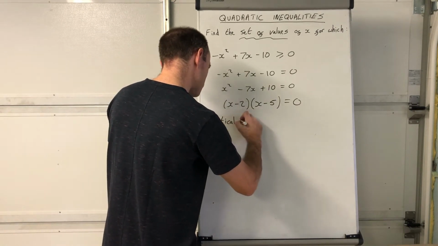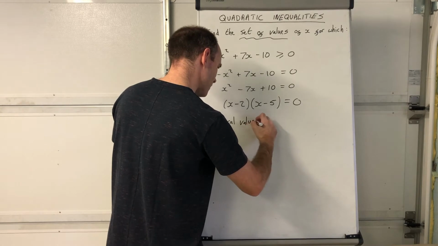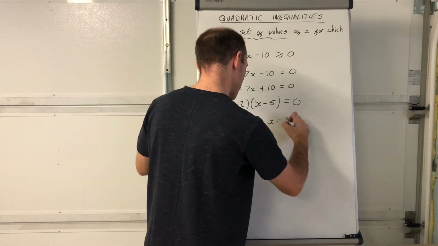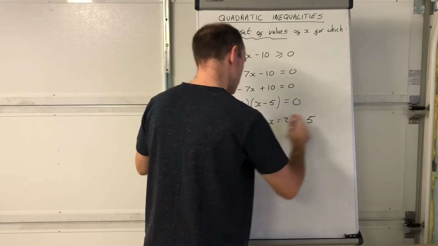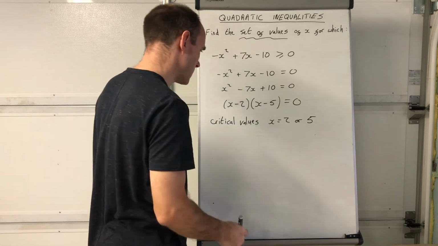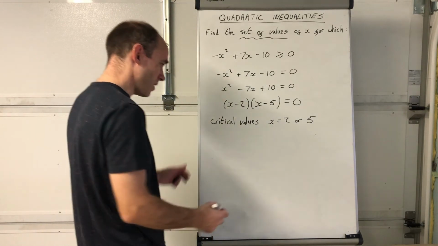I know it's a pain to write down critical values, use CV if you wish, okay, but you shouldn't write x equals without some sort of explanation, because x equals 2 or 5 is not the actual solution to your inequality. Then I sketch the graph.